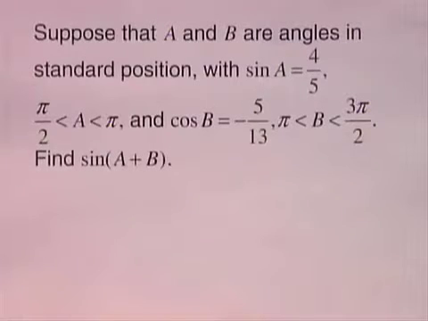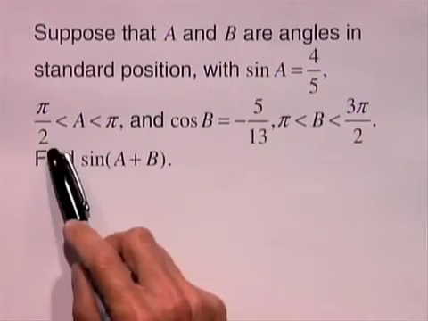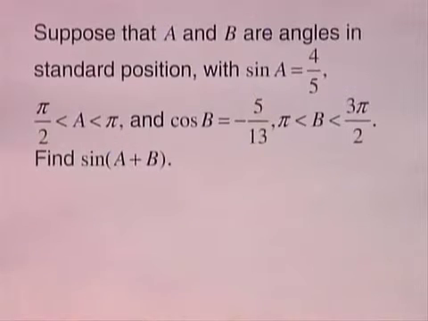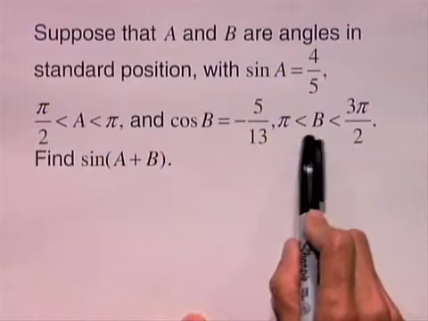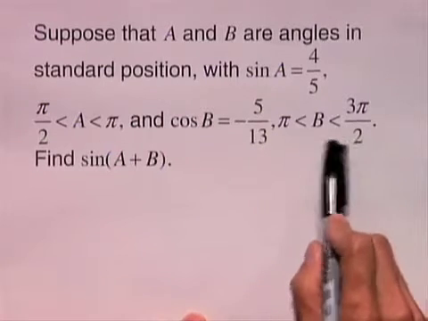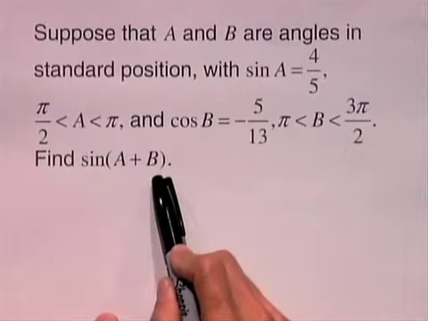Let's work with some identities. Suppose that A and B are angles in standard position with sine A equal to 4/5 and A between pi over 2 and pi, which means that A is in quadrant 2. Cosine B is negative 5/13 and B is between pi and 3 pi over 2, which means that B is in quadrant 3. We want to find the sine of A plus B.